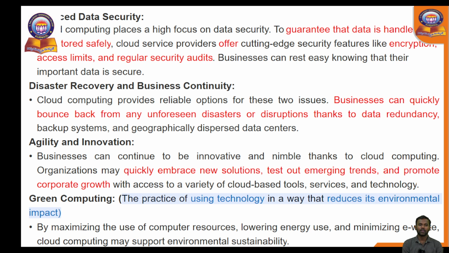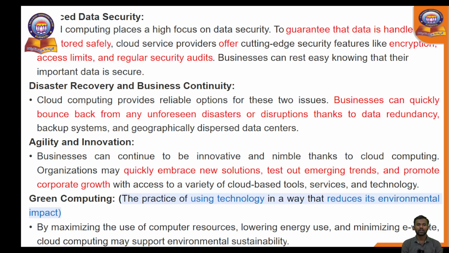Agility and innovation. Businesses can continue to be innovative, thanks to cloud computing. That is, the organization can quickly embrace new solutions, test out new emerging trends, and promote corporate growth.